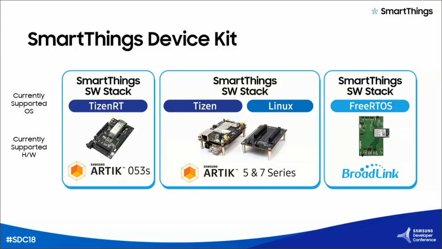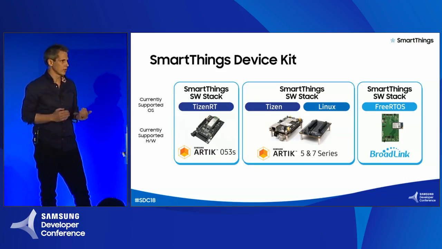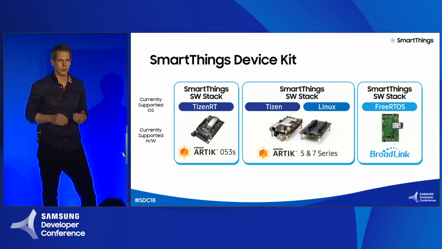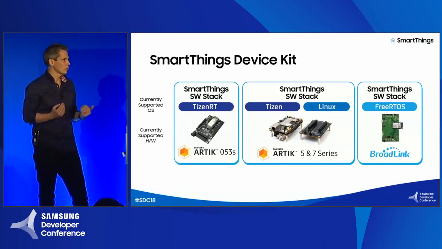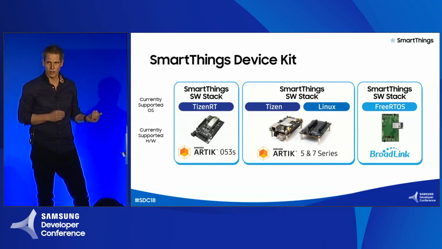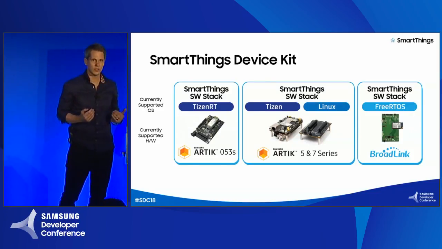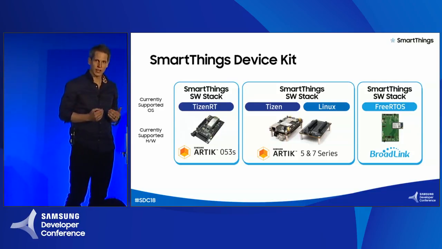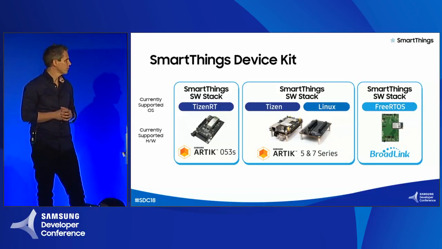Currently, you have a couple of options for SmartThings Device Kit, and this is something we will extend to add more providers and solutions. Right now, there's an Artik chip with two combinations, Tizen and Tizen RT, which is an optimized version of the Tizen platform. And then you have the Broadlink for FreeRTOS. So these are the options here. There is a session tomorrow afternoon with a deep dive into this, going through the hardware capabilities of each chip, the steps you need to take, the development flow, certification flow, etc.